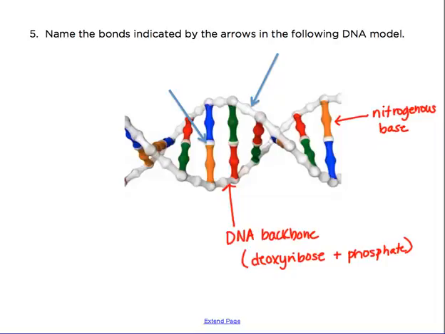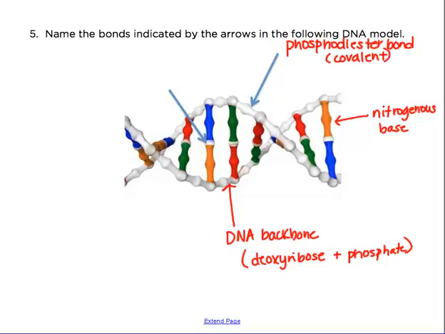So the bond pointed here on the right is pointing to the DNA backbone. And what is the bond between a deoxyribose sugar and a phosphate group? Well, if you remember from the theory video, that is a phosphodiester bond. And that is a form of covalent bond.